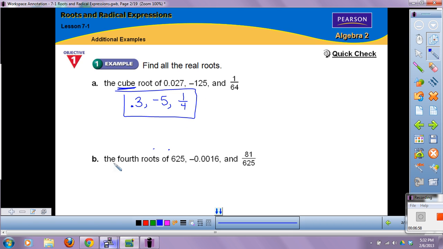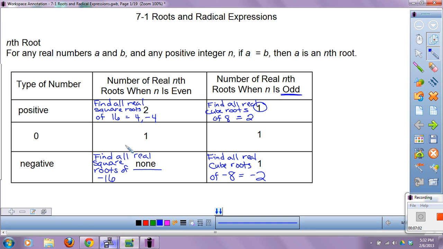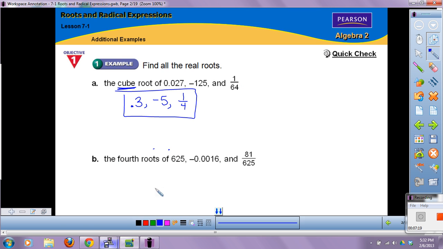Fourth root, so that would be an even root. So back to our table, if n is even, so the square root, fourth root, sixth root, eighth root, then those are only going to be real roots of positive numbers, no negative numbers. So this one right here will not have a root, but we can start with 625.